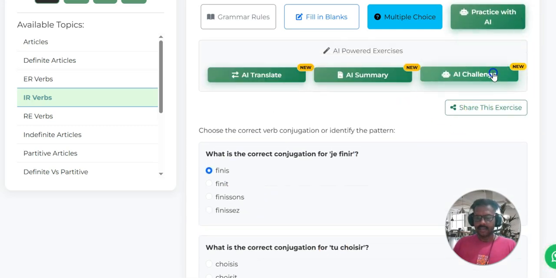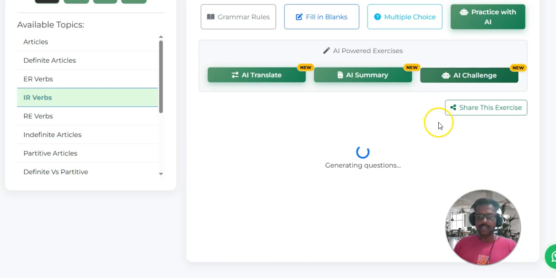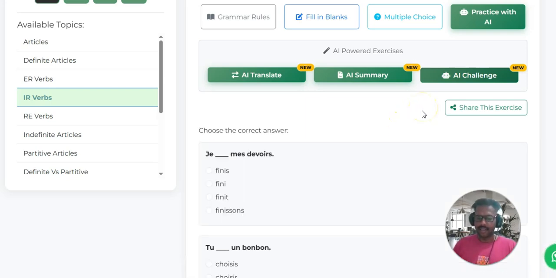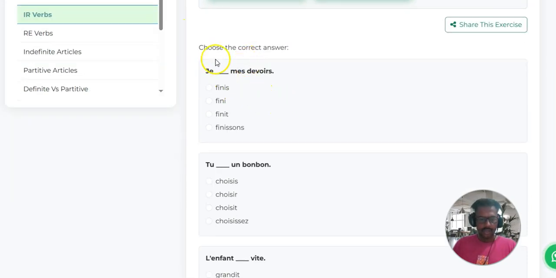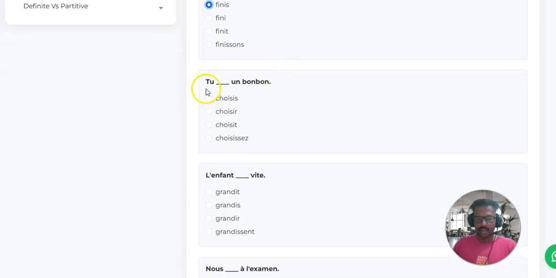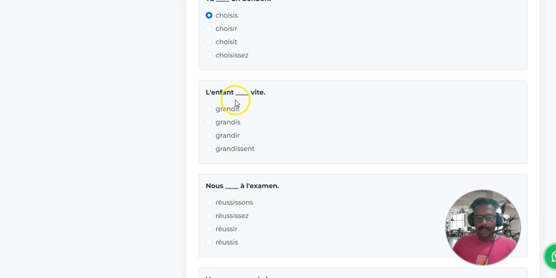Now let's practice with AI. This feature is only available to the paid users, so you have to subscribe in order to practice with AI. If not, the rest is free for anybody. So here with je, I think the one finishing with s will go. Je finis mes devoirs, I finish my homework. Tu choisis un bonbon. So guys, bonbon is a candy. You choose a candy.